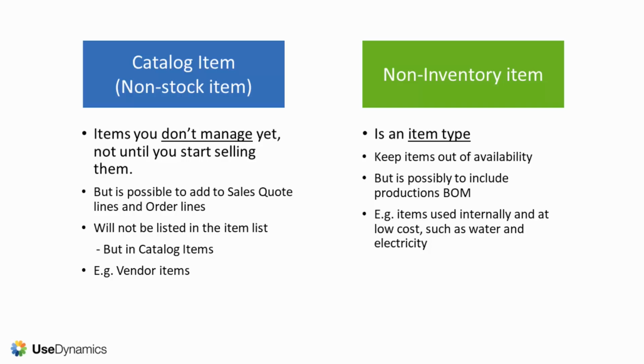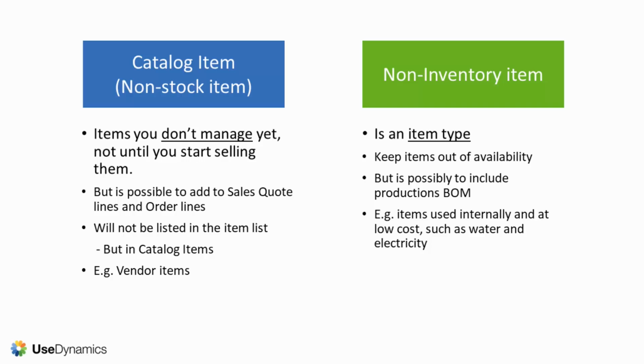A catalog item will not be listed in the item list, but in catalog items. This, for example, could be vendor items that you know your vendor supplies, but you don't want to have them lying in your system as a normal item until you have started selling them.